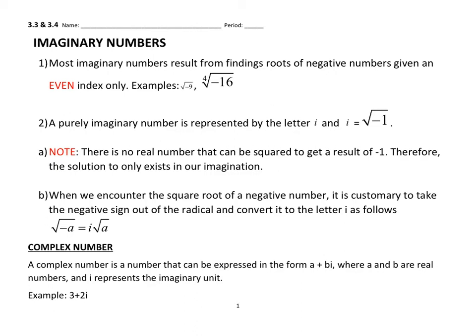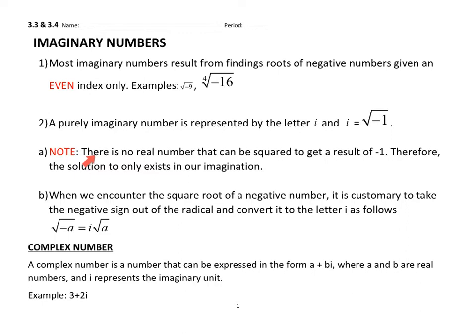Here we are looking at imaginary numbers, and let's look at some important concepts about imaginary numbers. So imaginary numbers result from finding the square root of negative numbers such as negative 9 or negative 16. I want you to note that the index, like this square root, is even, or the fourth root.